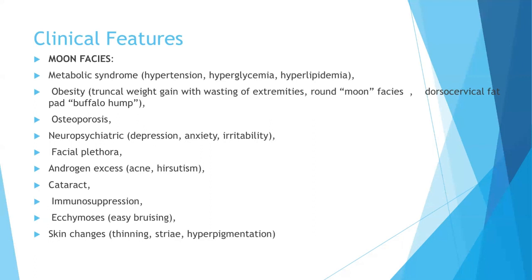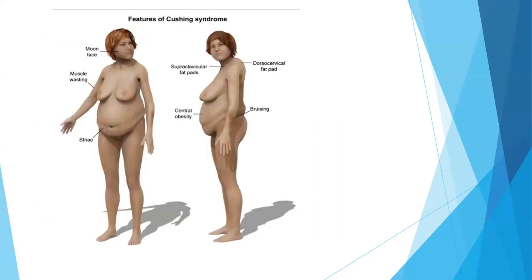And if there is ecchymosis, the patient will be having easy bruising, and if there is an increase in ACTH production, then obviously the patient will also have an increase of melanocyte stimulating hormone, which will cause hyperpigmentation, striae, or thinning of the skin, or you can just say skin changes. So these are the features of Cushing syndrome.